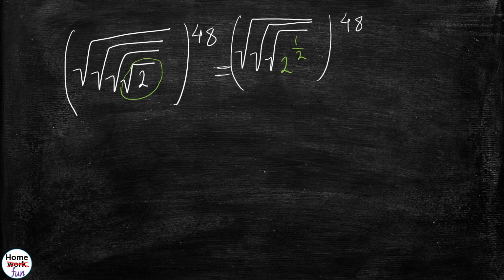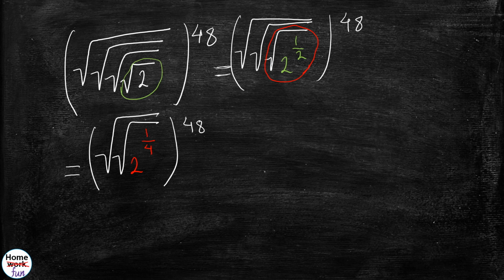Let's go one step further. Now this one, I'm gonna put a red circle around it and deal with it. So that means you get 2 to the power of 1 over 2 over 2. Again, gets halved again. So 2 to the power of 1 over 4. How many square roots do I have left now? 2 more square roots, and all of this to the power of 48.